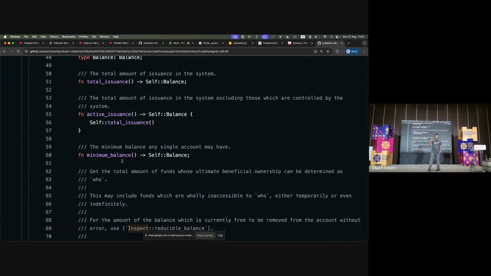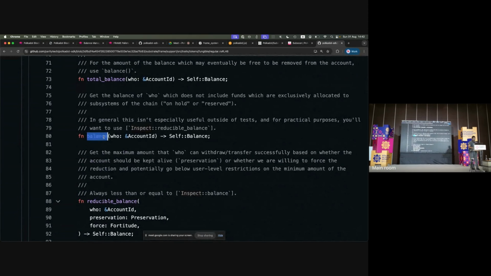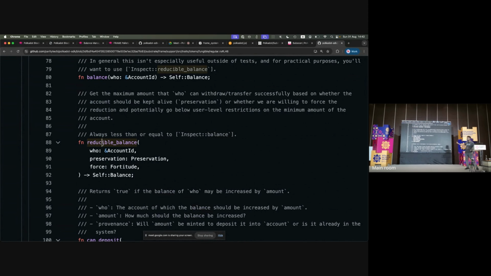The way the traits are organized to play with the balances is in multiple layers with different privilege levels. So there is inspect, where you can only read the balance. You can see how much balance some account has, how much is the minimum balance, how much is active issuance. You can check how much money this account can spend. This reducible balance is how much money they can spend given some condition.